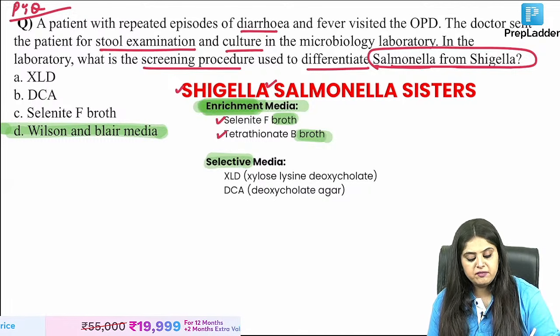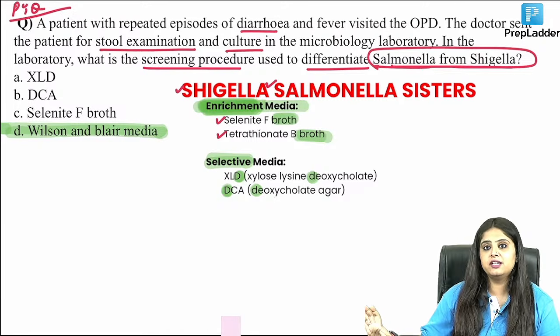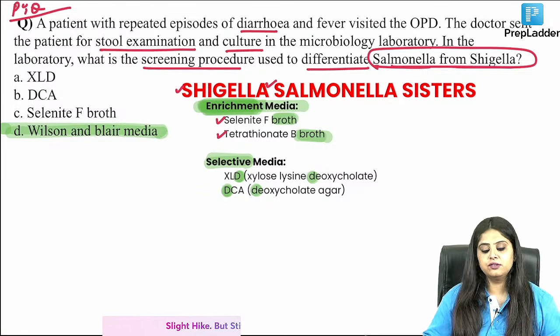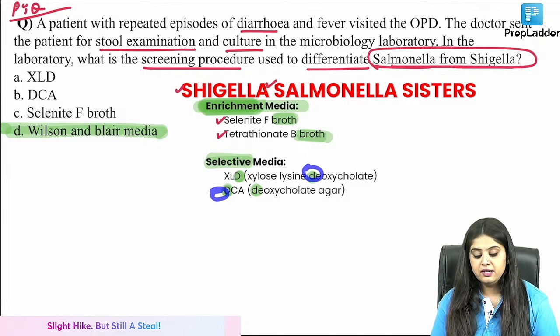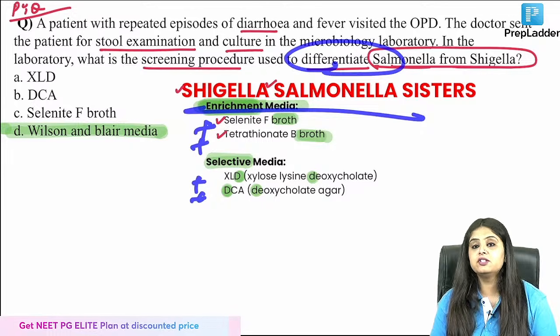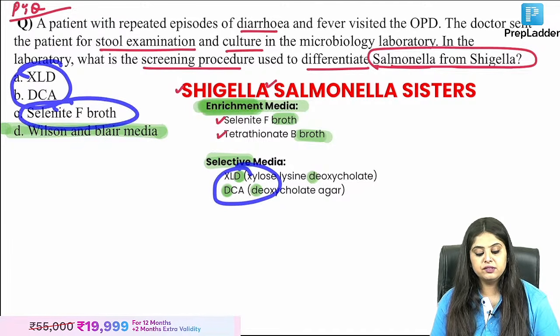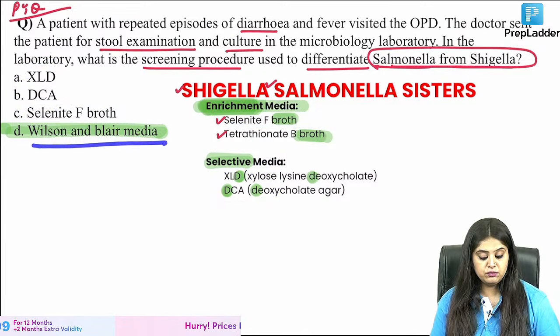Now we come to selective media: XLD and DCA. DCA means deoxycholate. Selective means it will say, I will let only the Salmonella-Shigella sisters grow, and I will not let others grow. So which ones? XLD, DCA. But then how do I differentiate? Both will show positive in everything. If I have to differentiate between them, I can't use DCA or XLD because both are positive. I can't use selenite F broth because both are positive. I will use Wilson and Blair.